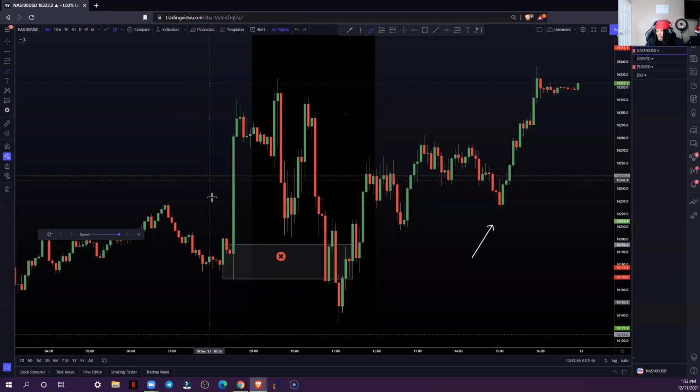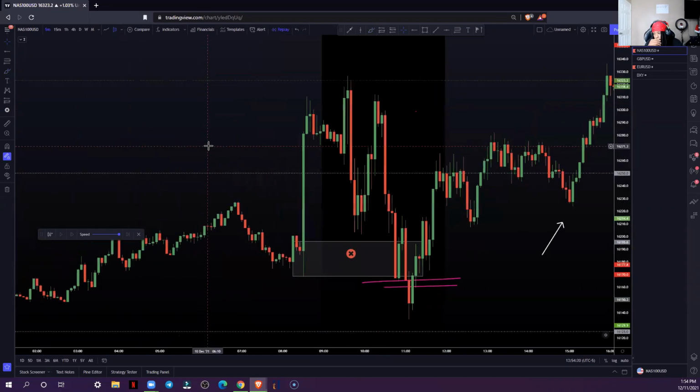This is an invalid setup. On demand, if it breaks the bottom of the box, it's invalid. Same thing for supply: if it breaks out of the top of the box, it's invalid. Now, do we give up on the setup? No, because this can turn into support or a liquidity grab. The same thing for our supply.